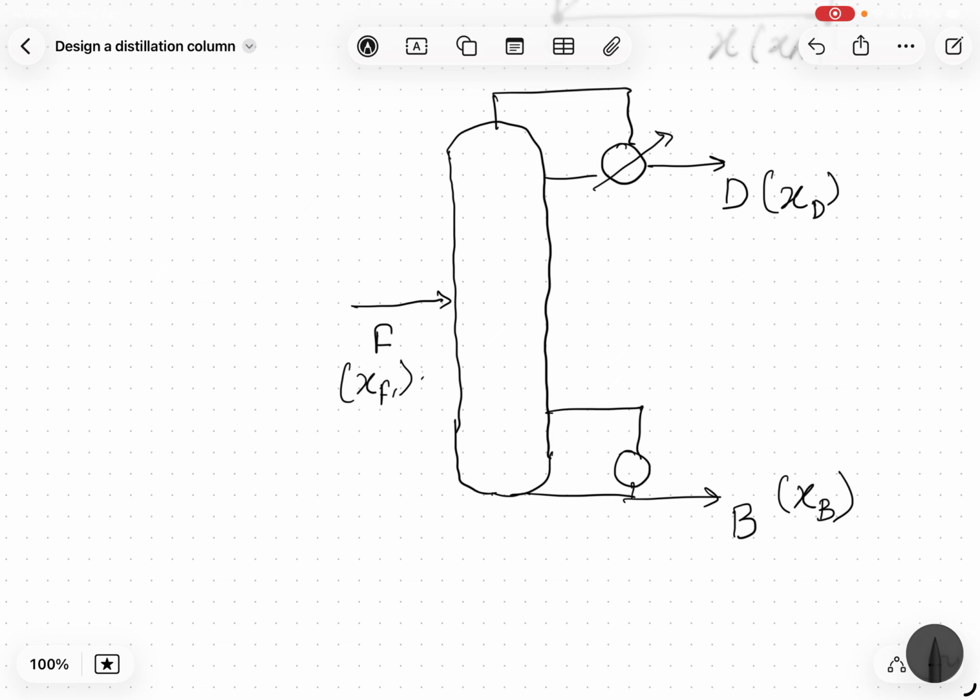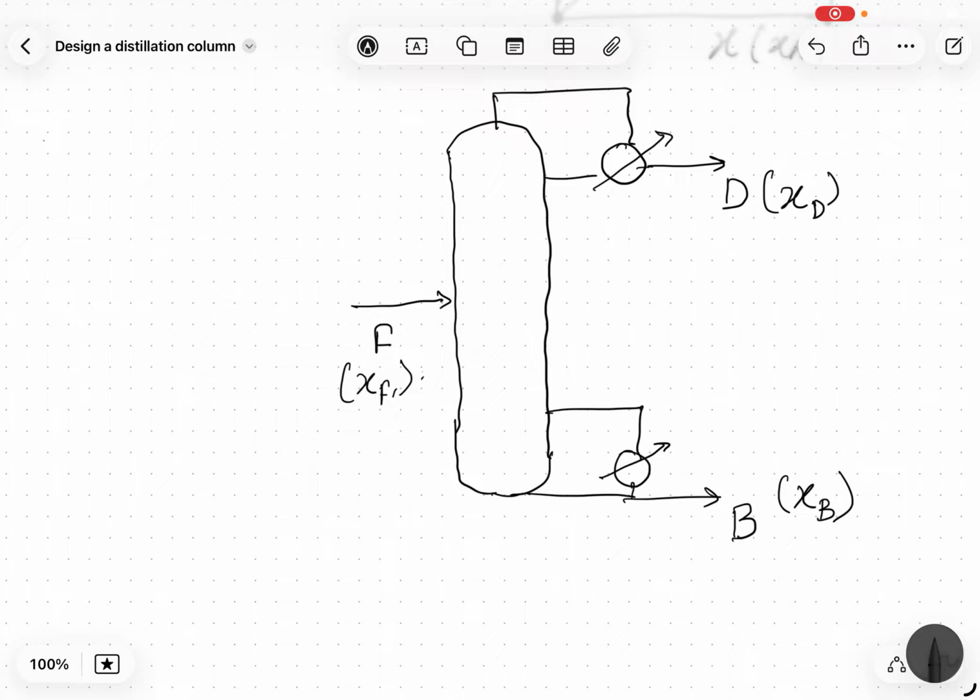And I am considering complete condensation. My condensation is perfect. So I will have a bottoms product here, and I also have a top product as a liquid. So I have XD and XB.